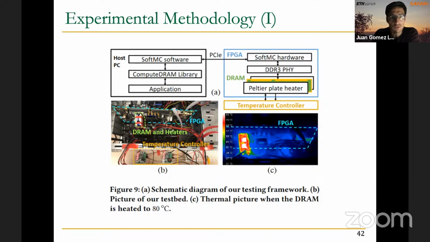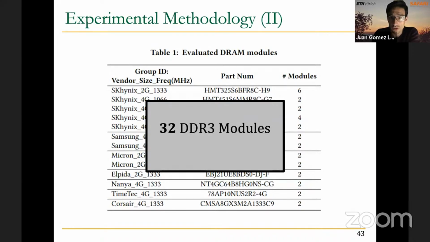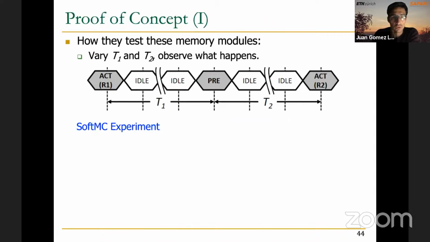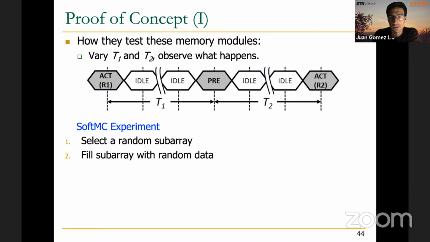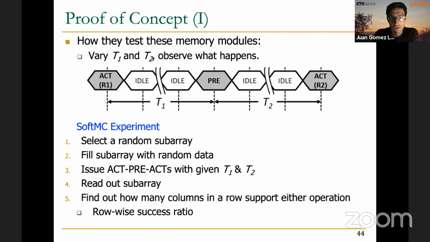Here you have some information about the experimental methodology, the SoftMC software and SoftMC hardware here, as I mentioned before, and these are the evaluated DRAM modules. In total, 32 DDR3 modules, around 256 DRAM chips, and here is how this proof of concept is carried out by using the SoftMC, how the experiment is being done.